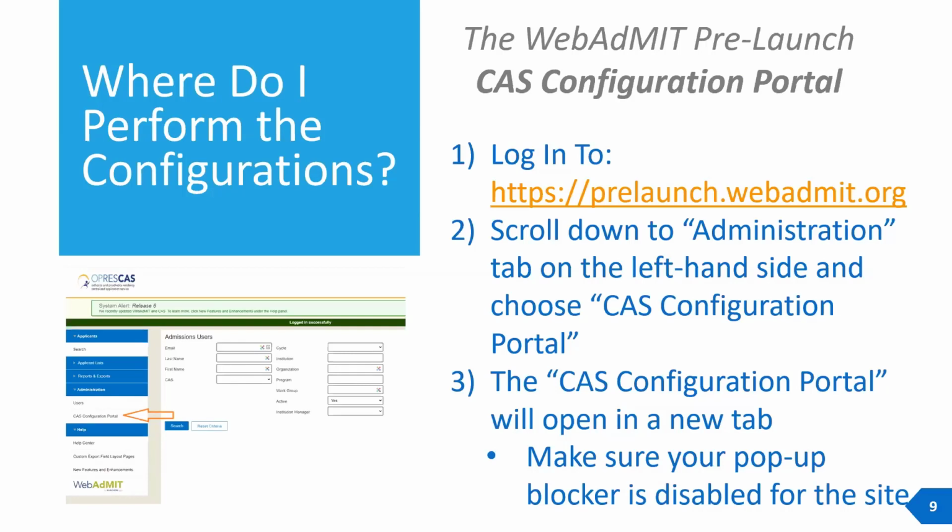So what you're going to do is go to prelaunch.webadmit.org. You're going to scroll down to administration on the left-hand side and choose CAS configuration portal. Then you'll choose the configuration portal button, and it's going to open up in a new tab in your browser. You want to make sure your pop-up blocker is disabled, because it's possible that it's going to try to open up and your browser might not let it happen. So if you click the button and go, it's broke, odds are you're just blocking the pop-up.